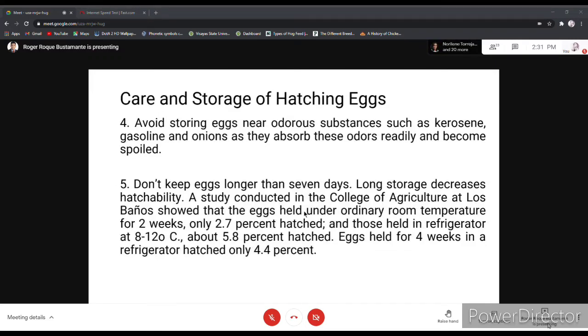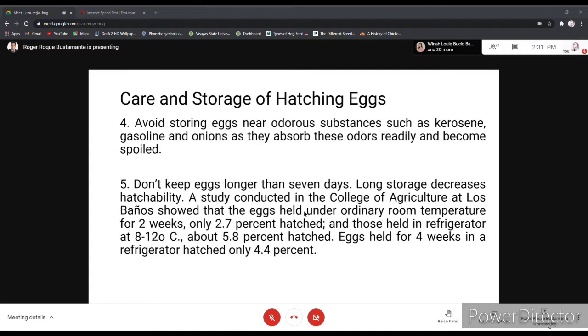So about 5.8% hatch. Eggs held for 4 weeks in a refrigerator hatched only 4%. So maybe this study did not go lower than this 55 degrees Fahrenheit because the hatchability is still good. Unlike for those eggs set or stored in a room temperature for 2 weeks, which is a lower hatching percentage or hatchability rate.